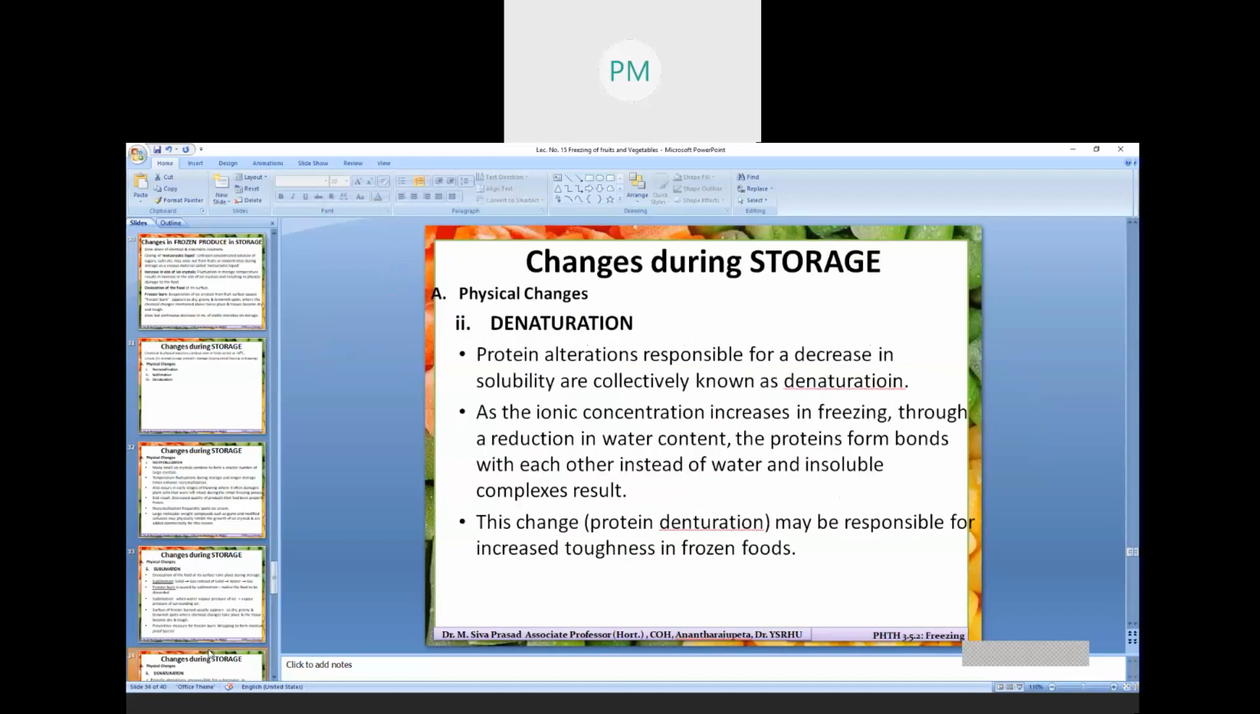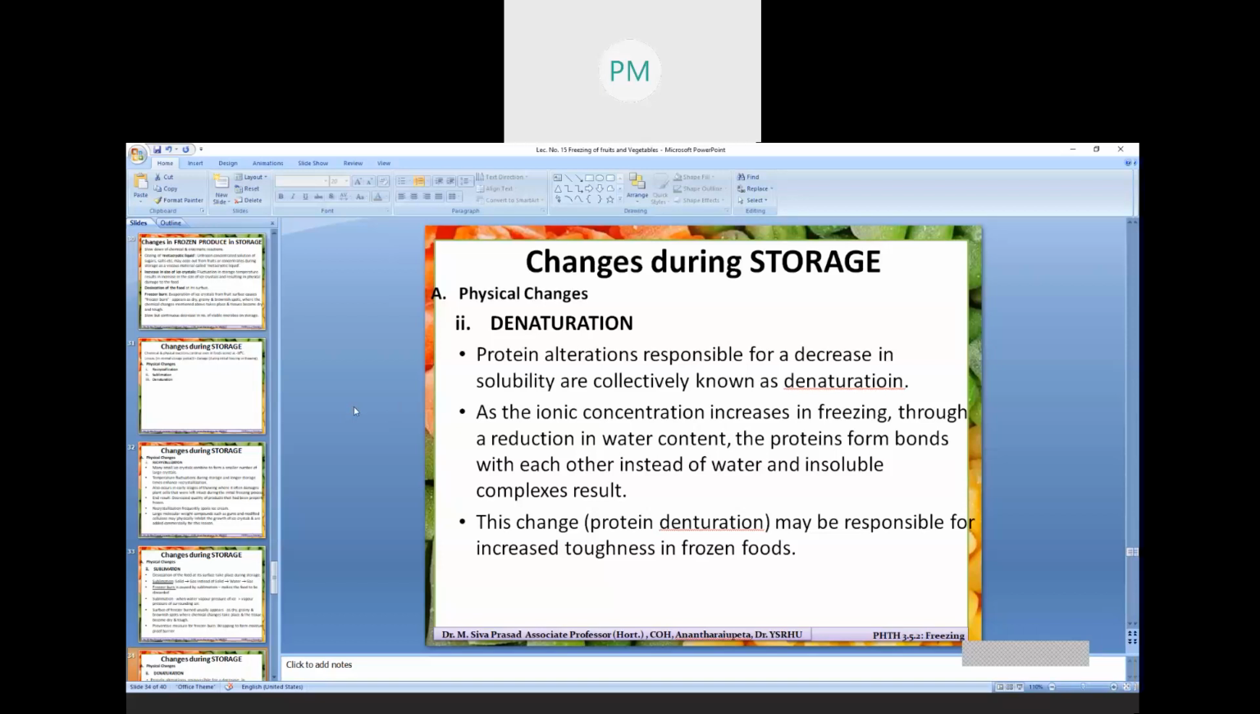And you have denaturation, the protein alterations that are observed. This happens when there is an increase in the ionic concentration during freezing. Through the reduction of the water content, the protein will form bonds with each other instead of water, forming insoluble complexes. This is nothing but differential freezing. Water is the component which will be frozen. The protein has to form bonds with the water molecules. It has to be uniformly distributed.